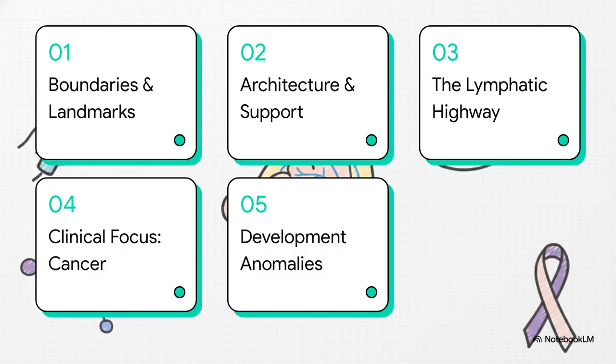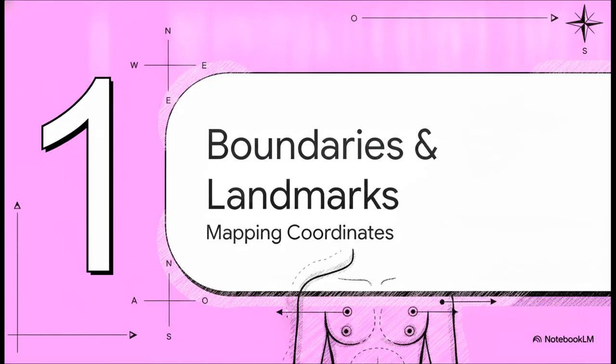So here is our roadmap for today. We're going to hit 1. Boundaries and surface landmarks. 2. Internal architecture and support. 3. The lymphatic highway. 4. A clinical focus on breast cancer. And finally, 5. Developmental anomalies. All right, kicking things off with Section 1, Boundaries and surface landmarks, mapping the coordinates.